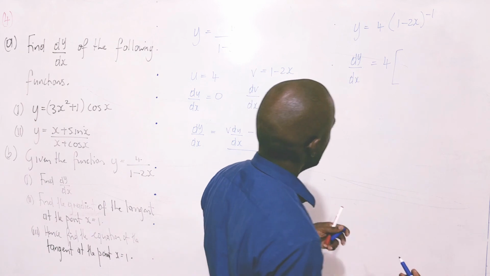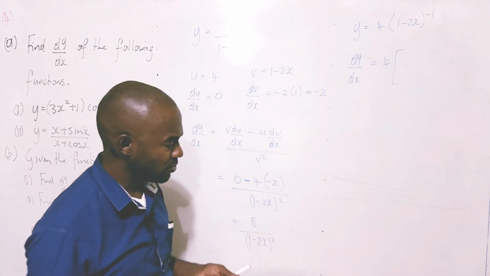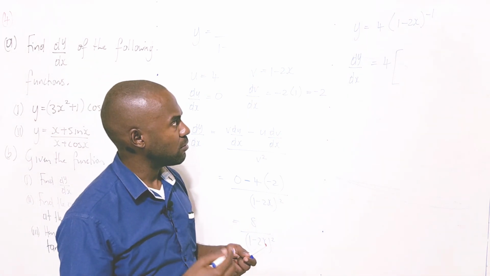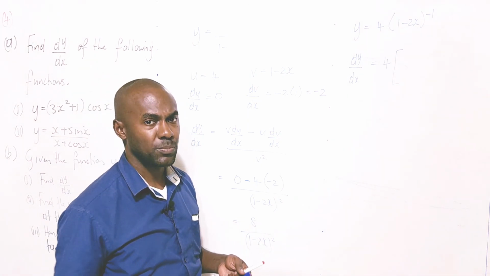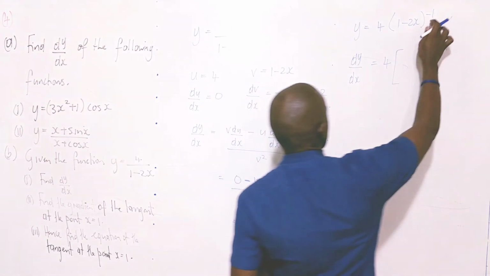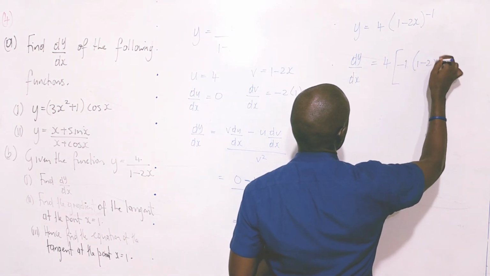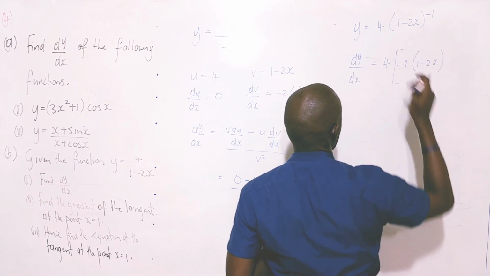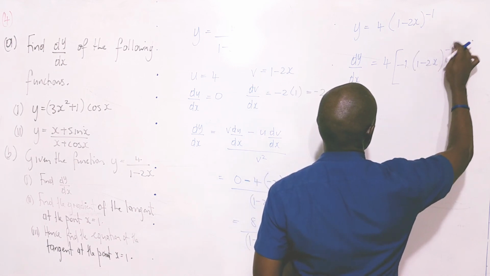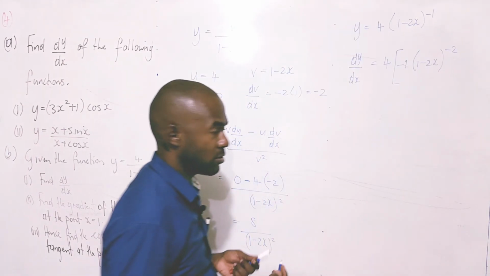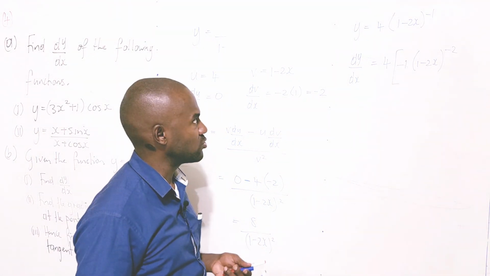When differentiating a composite function like this, the first thing we do is treat it as if it's a regular derivative. We bring the power down, multiply by it, and then reduce the power by 1. So the power is minus 1. The minus 1 comes down. We put back 1 minus 2x inside the brackets. Reduce that power by 1 to give us minus 2. Not 0, but minus 2. Students often make that mistake. So minus 1 is equal to minus 2.